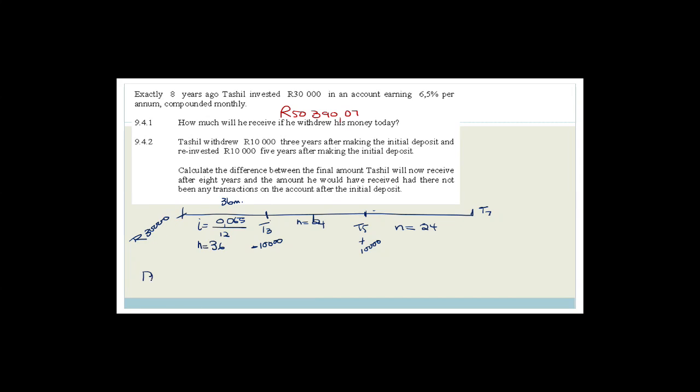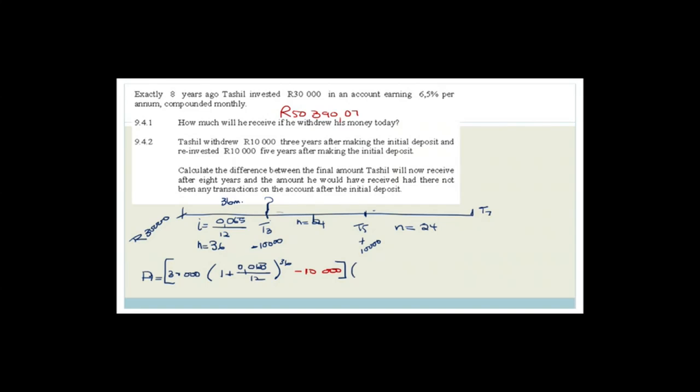So we've got A is equal to the original principal of 30,000, multiplied by 1 plus 0,065 over 12, to the power of 36. Right, now that there is the principal that we would get out at T3. But now we're going to take that principal and we're going to subtract 10,000 rand from it. And that there is the principal for this next bit here.